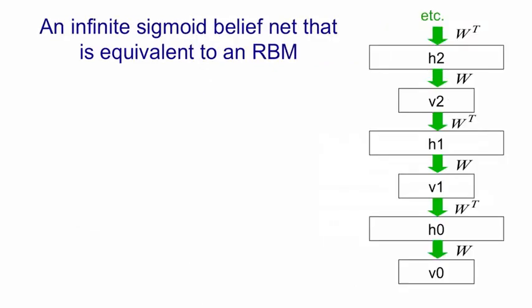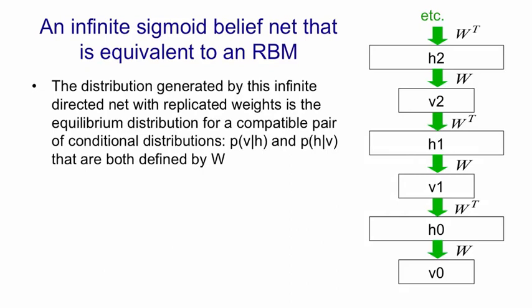So here's the picture. We have a very deep sigmoid belief net, in fact infinitely deep. We use the same weights at every layer. We have to have all the V layers being the same size as each other and all the H layers being the same size as each other, but V and H can be different sizes. The distribution generated by this very deep network with replicated weights is exactly the equilibrium distribution that you get by alternating between doing P of V given H and P of H given V, where both are defined by the same weight matrix W. And that's exactly what you do when you take a restricted Boltzmann machine and run a Markov chain to get a sample from the equilibrium distribution.